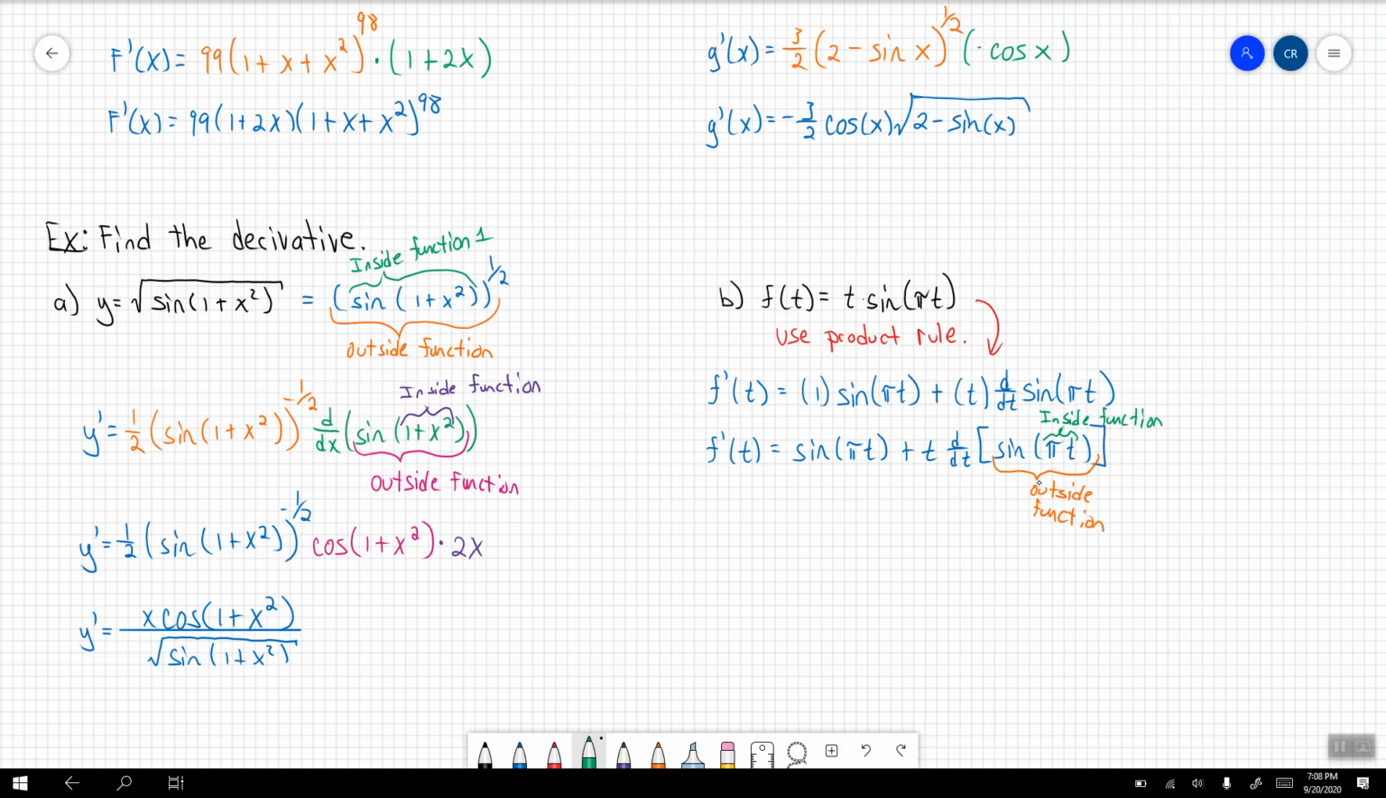So when I go through and take this derivative now, I have to account for that chain rule, which means f prime of t is going to be equal to sine of pi times t plus t multiplied by, well, let's take the derivative of the outside function. The derivative of sine is simply cosine, keep the inside function the same, so cosine of pi times t. Then it's going to be multiplied by the derivative of the inside function. Well, pi is a constant, which means for a constant times t, the derivative is just pi.